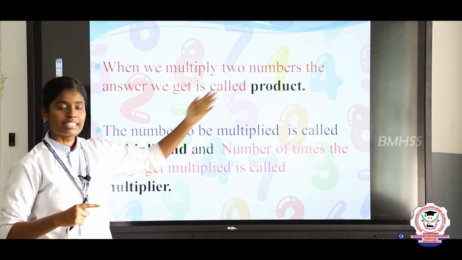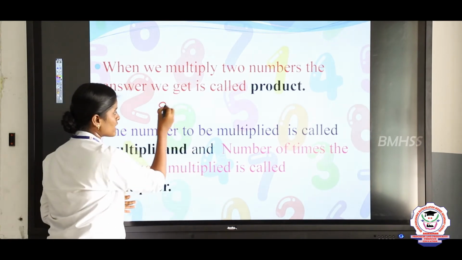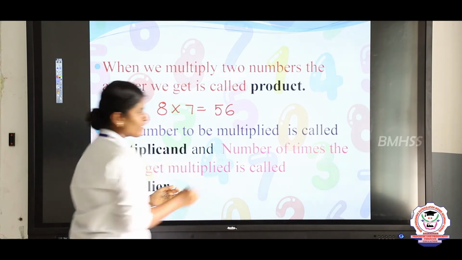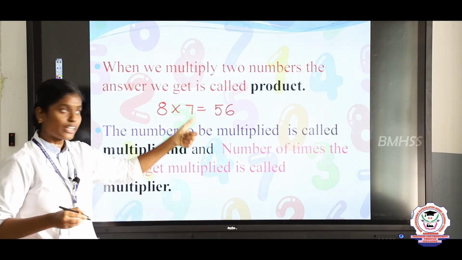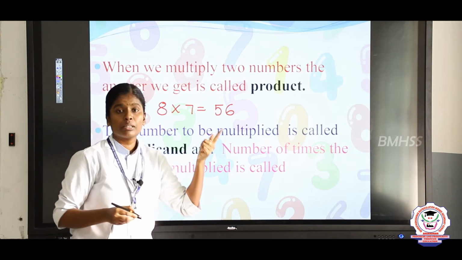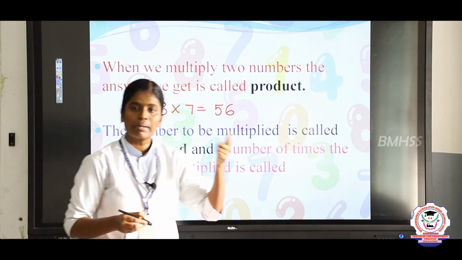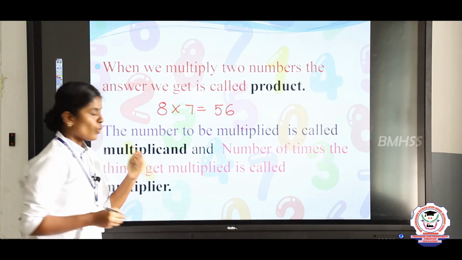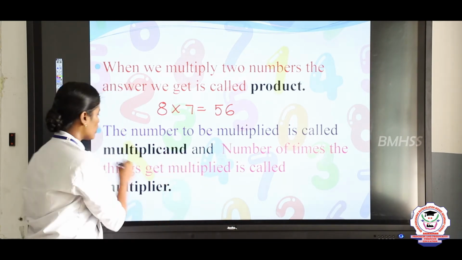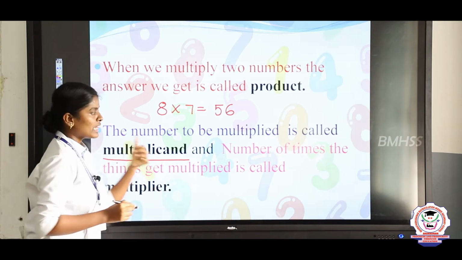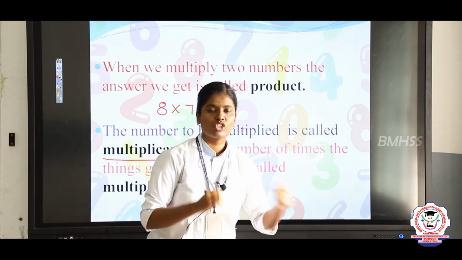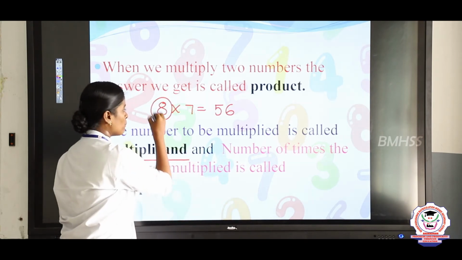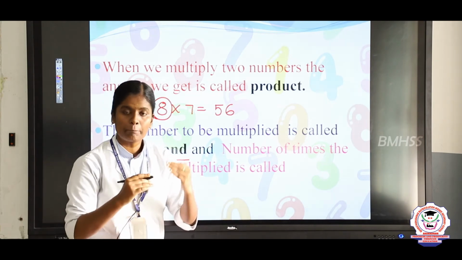Our example is 8 sevens are 56. I told you 8 is called the multiplicand, 7 is called the multiplier and 56 is called the product. So listen, what is meant by multiplicand? The number to be multiplied is called the multiplicand. So the first number, the number to be multiplied, is the multiplicand.